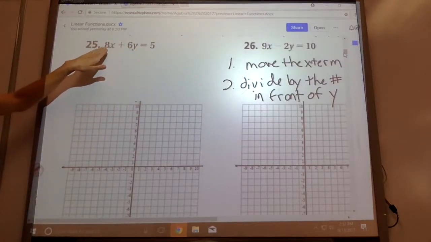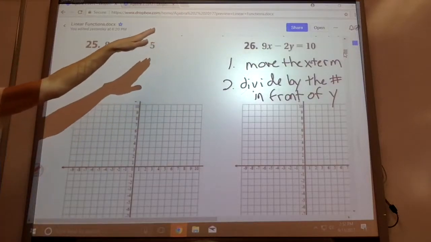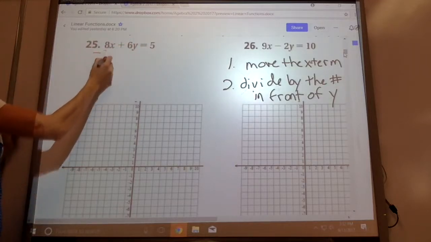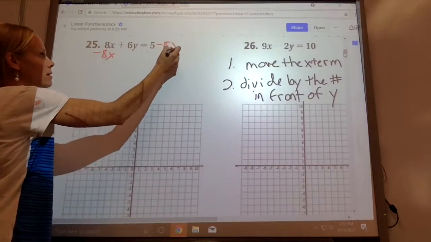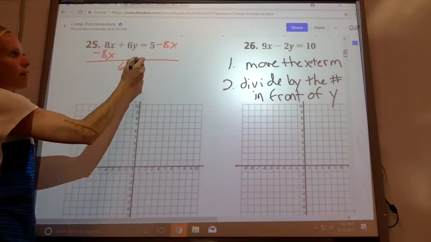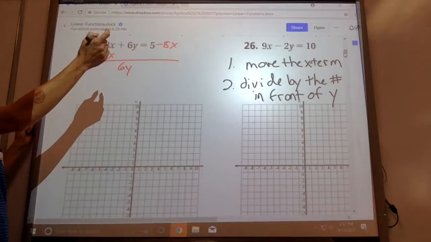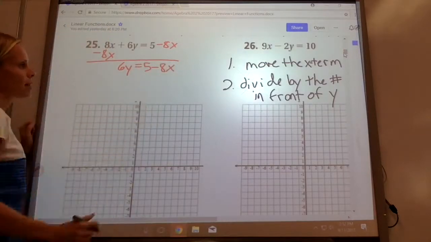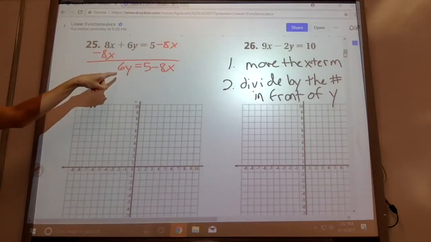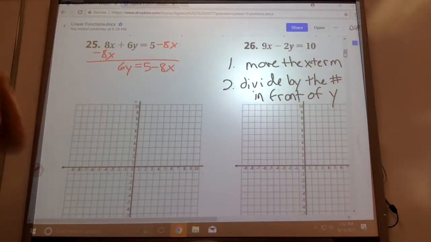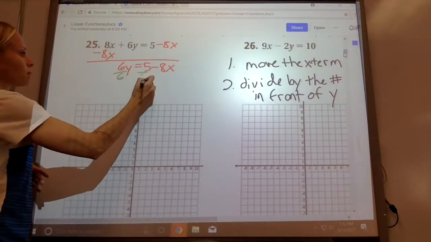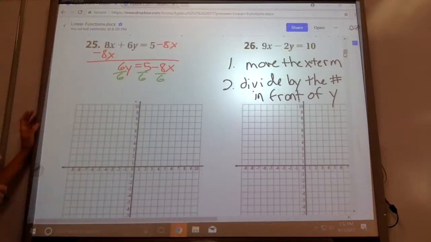Okay, so my first step here is what? Move the x term. How do I take this 8x and move it over? I'm going to subtract it. Very good, because it's positive. So subtract the 8x. Can I take 5 minus 8x? No, they're not like terms, so don't do that. Leave it. And then the number in front of y is a 6. So I'm going to divide every single term by 6. You're going to get some fractions, that's okay.